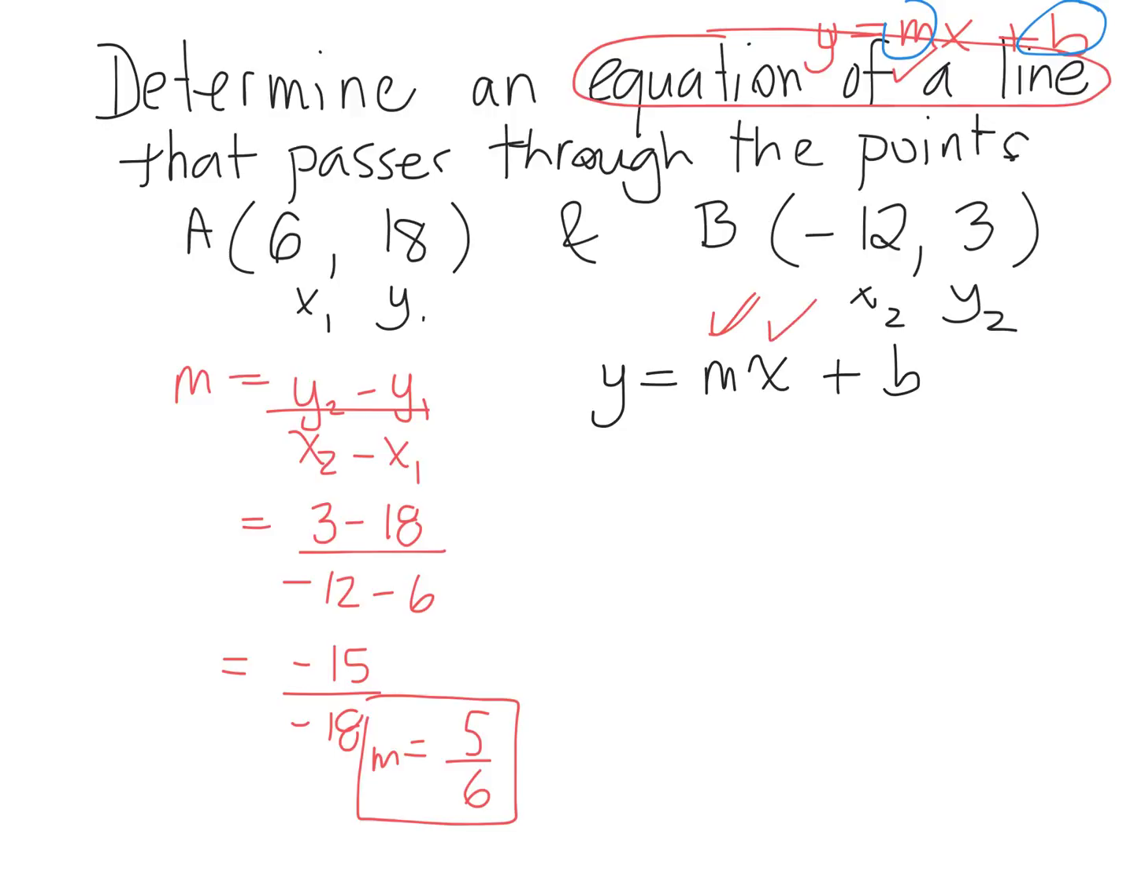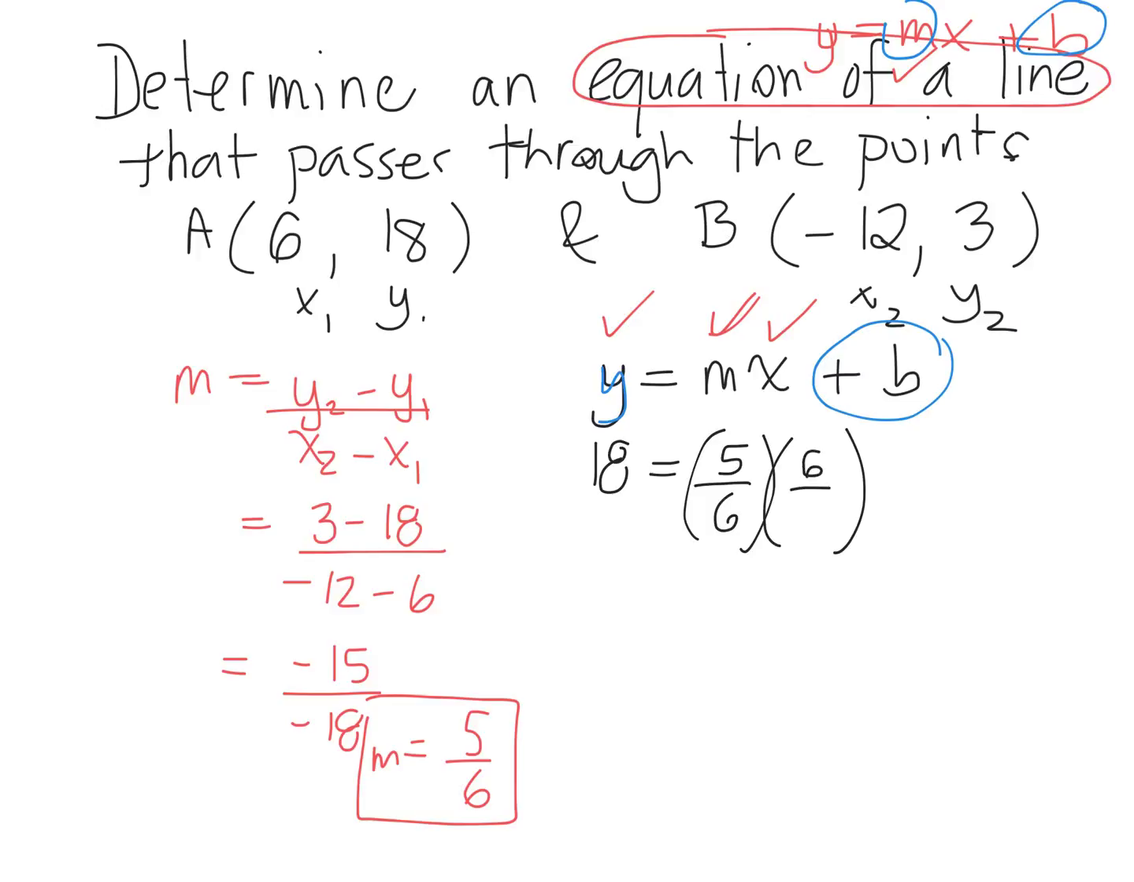You plug in your x and plug in your y, and you're trying to find b so you can write the equation of this line. Okay, so what is y? 18 equals, what's m? And what's x? Okay, so we're going to write that as 6 over 1. You need to remember how to multiply fractions. It's multiplying by 6 over 1. Not 6 over 6, 6 over 1 plus b.